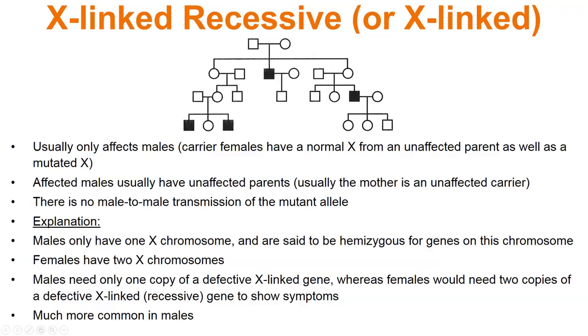So these affected males have unaffected parents. So that looks sort of like autosomal recessive. But one of the things they'll use to distinguish this is there's no male-to-male transmission. So remember earlier when I did the autosomal pedigrees, in each one I said you do have male-to-male transmission. This is where you don't have male-to-male transmission.